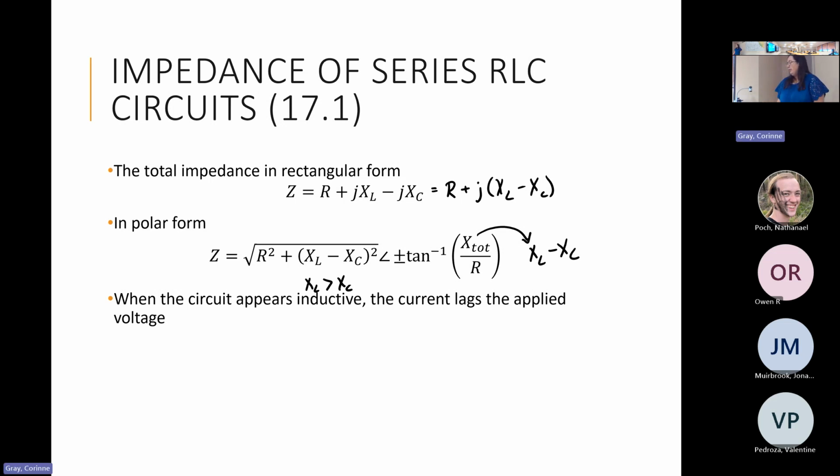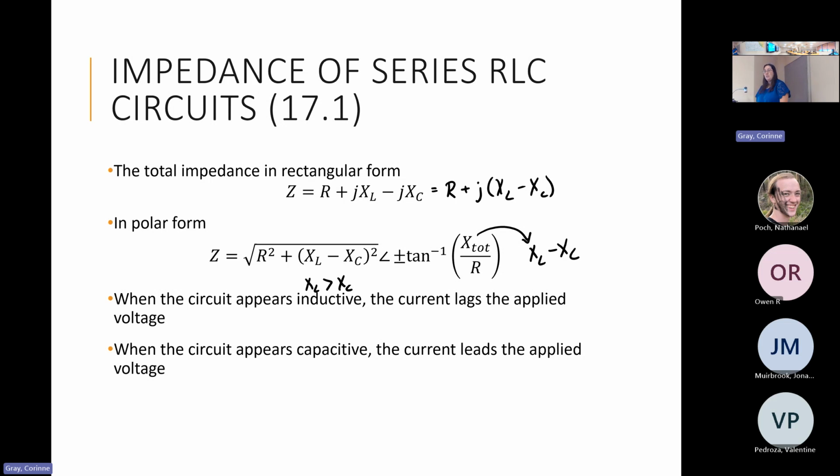What do you guys think if the circuit is going to appear capacitive? Do you think the current is also going to lag, or do you think it's going to lead? Lead. Yep, they are opposite behaviors.